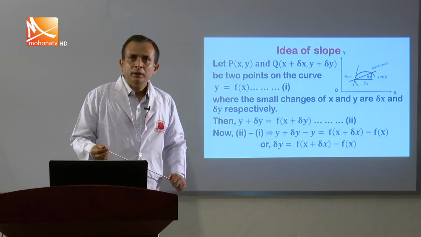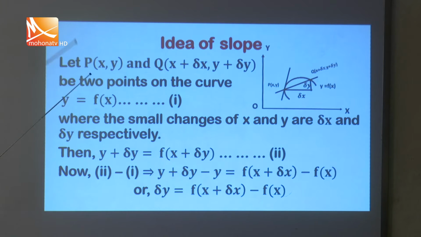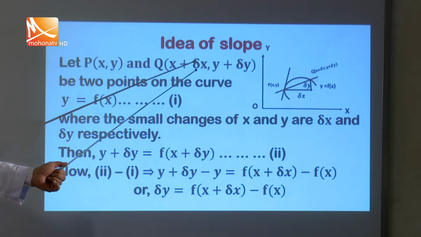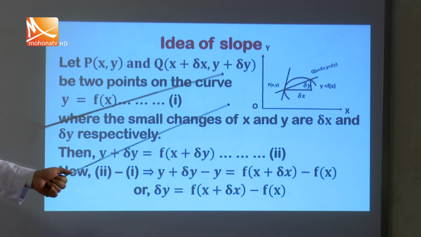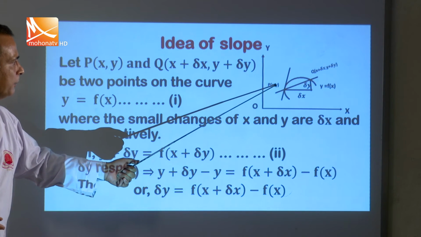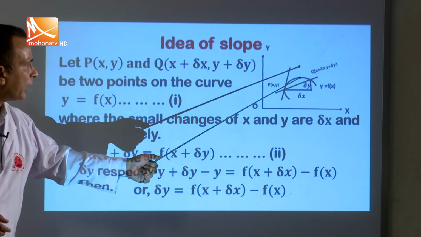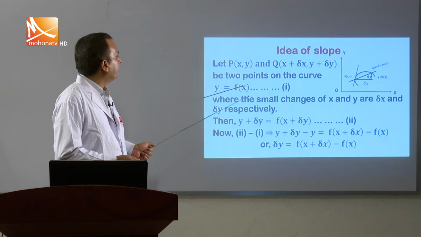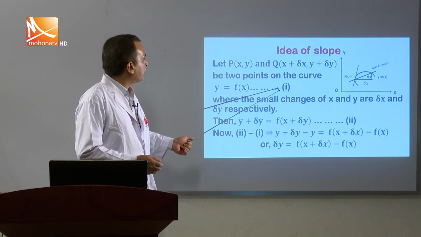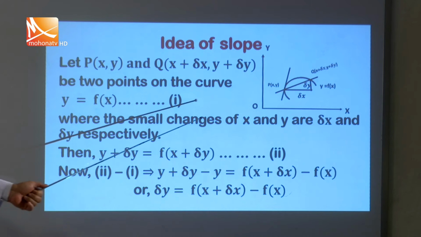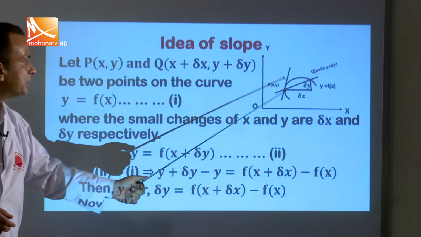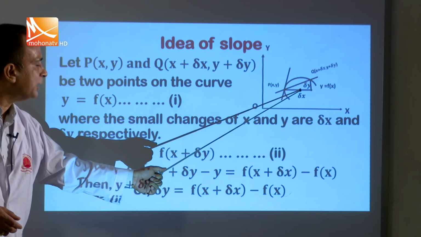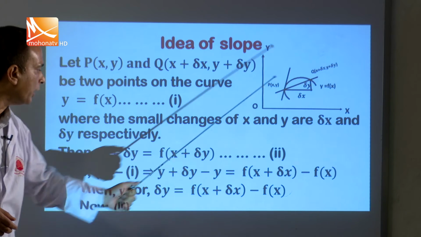Now we are going to see the idea of slope. Let P(x, y) and Q(x + Δx, y + Δy). You just see in the adjoining figure that these two points are on a curve y = f(x). This is relation number 1, where the small changes of x and y are Δx and Δy respectively, which are represented on the figure like this. This line represents Δx, this line represents Δy.